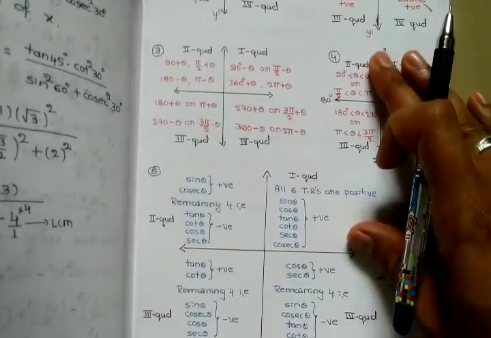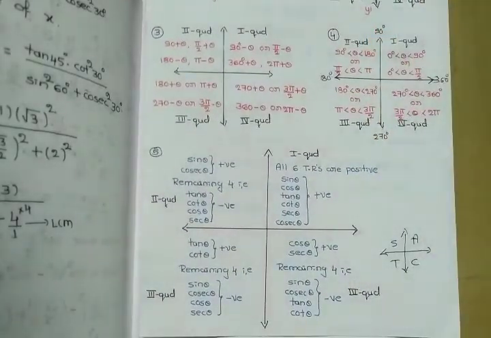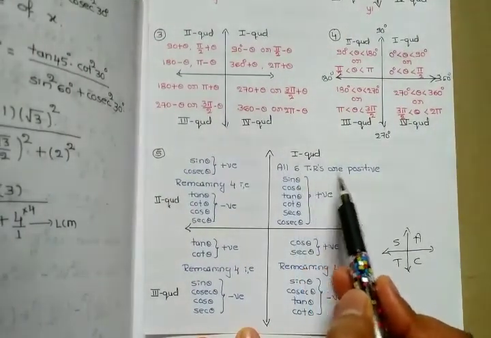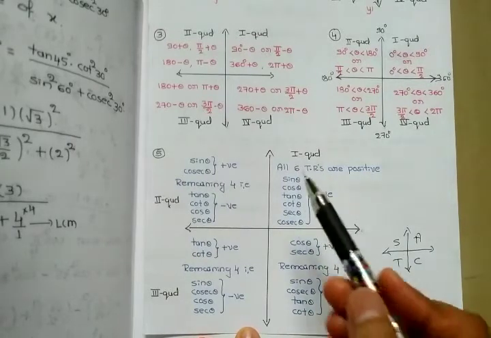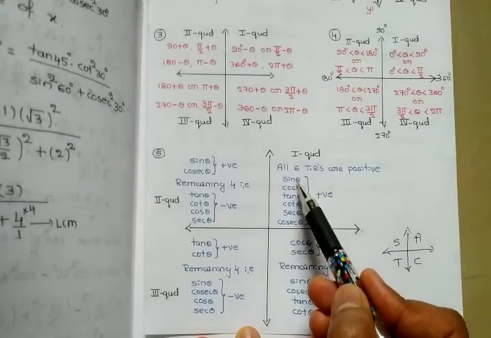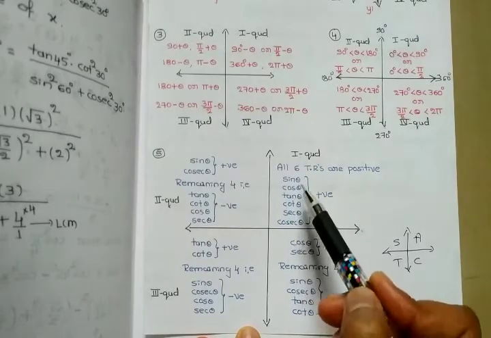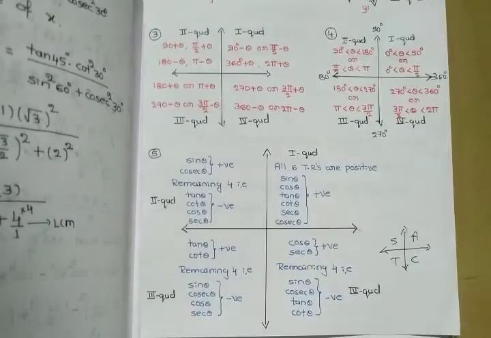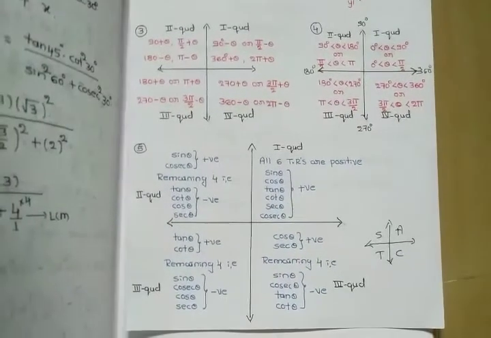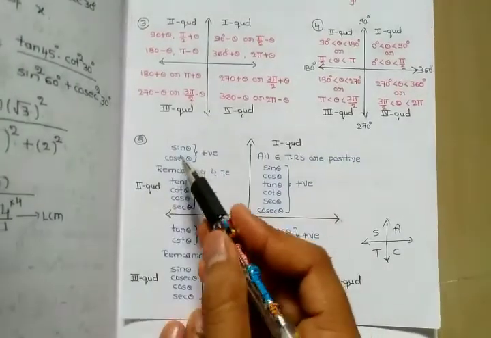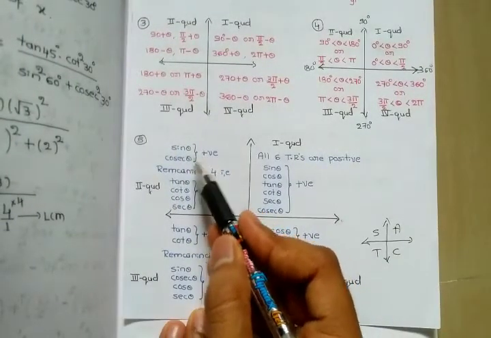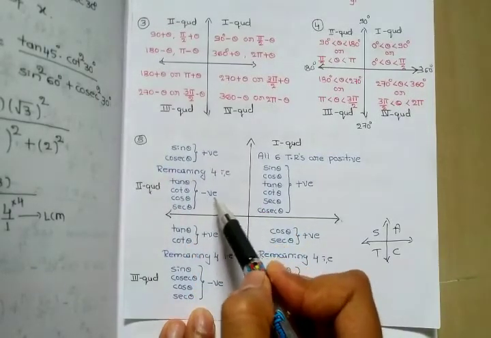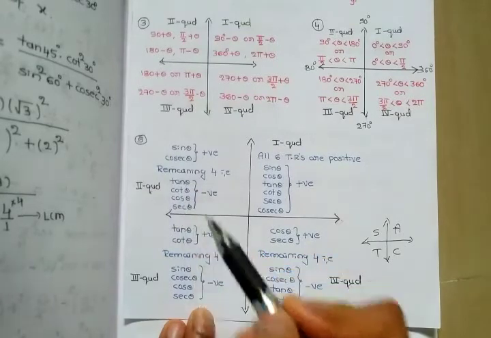Next, the last point, the fifth point you need to remember: in the first quadrant all 6 trigonometric ratios are positive. 6 trigonometric ratios means sine, cos, tan, cot, sec and cosec. All these remain positive in the first quadrant. Next, in the second quadrant, sin theta and cosec theta both are positive, and the remaining four have a negative sign, that is tan, cot, cos and sec.